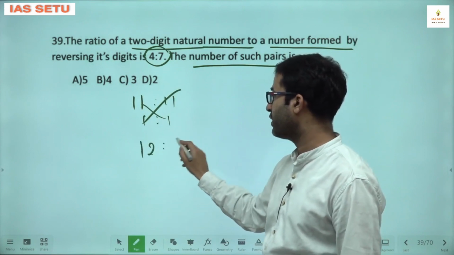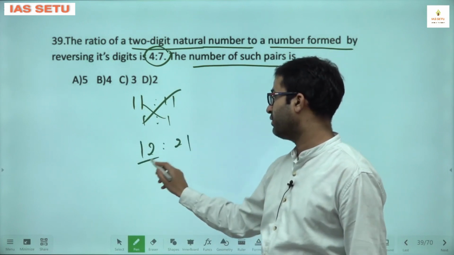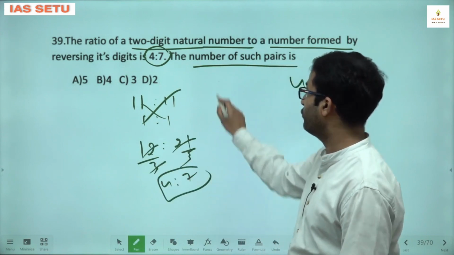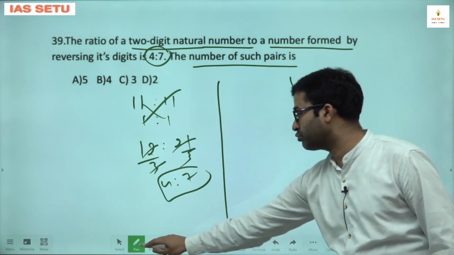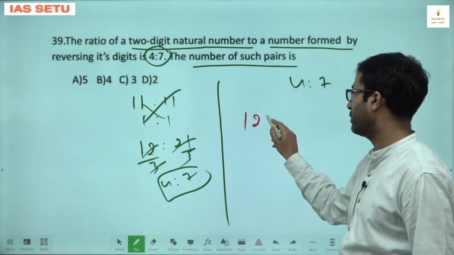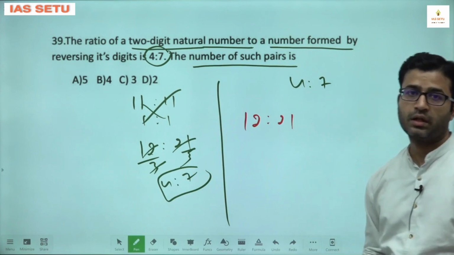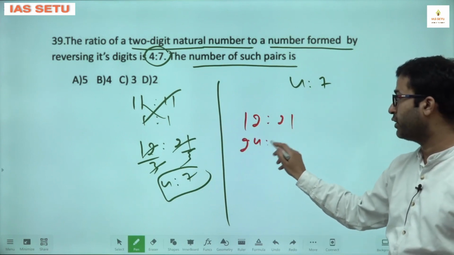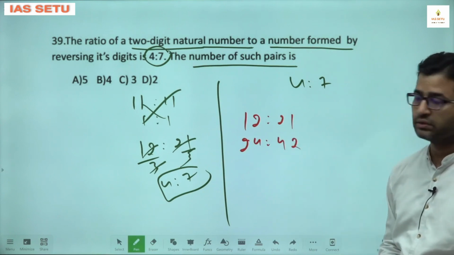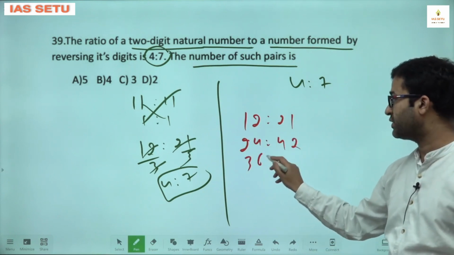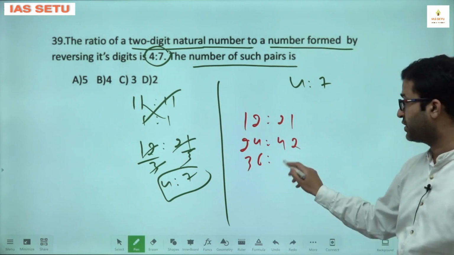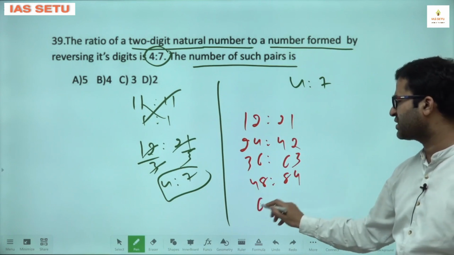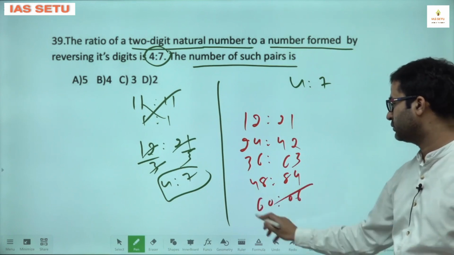I take 12. When I reverse, it is 21. So I divide by 3, I divide by 3. Oh, it is 4:7. So the first such pair is 12:21. If I multiply it by 2, it means 24 and 42. Yes, you can check. Then 36, keep on taking multiples of 12. 63, 48, 84. 60 and 6 will not work.